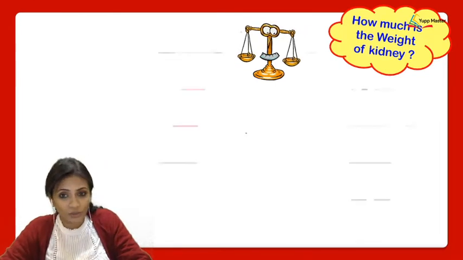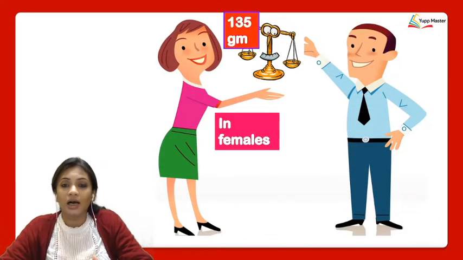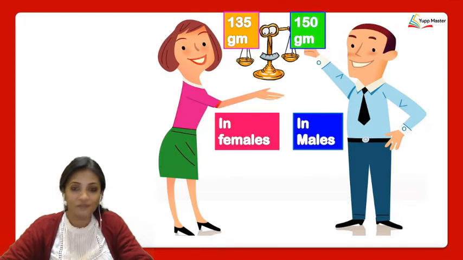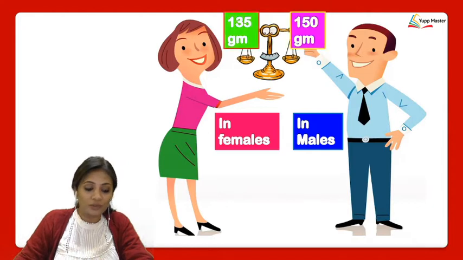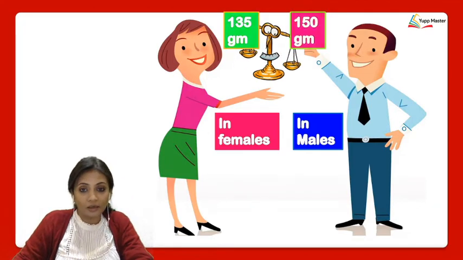So how much is the weight of the kidney in males? In males it is 150 grams and in females it is 135 grams. All right. So this is the basic difference between a male and a female size of the kidneys.